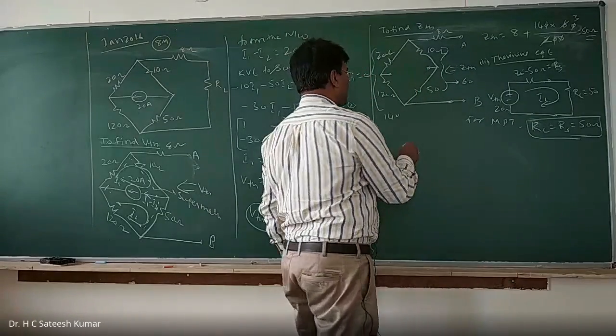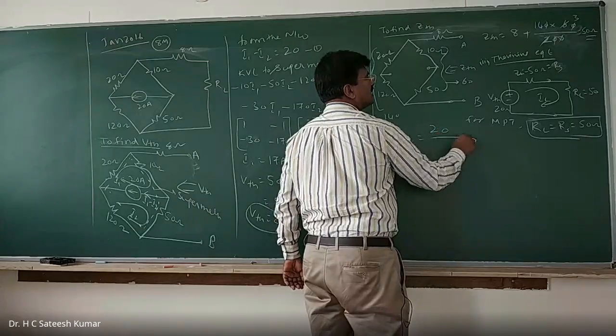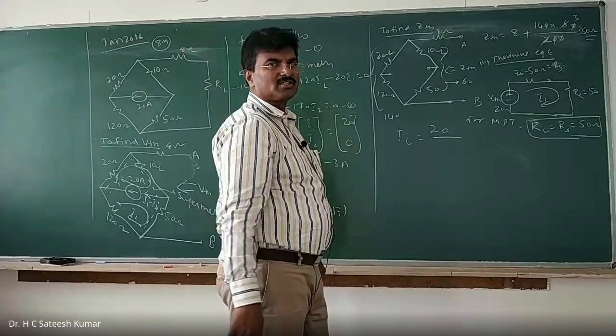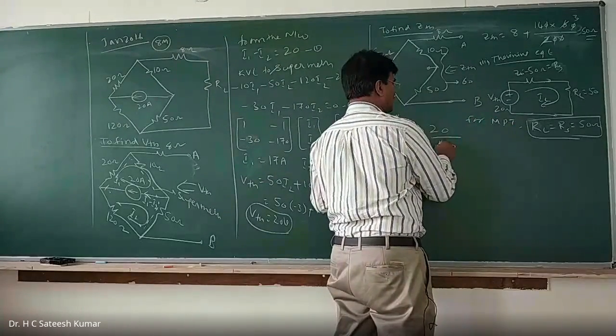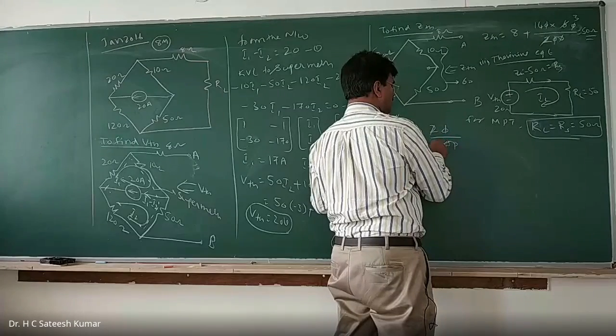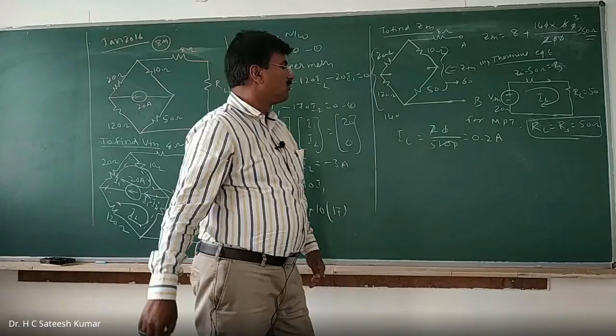Then you find out IL. IL is equal to what? 20 volts divided by, no need to worry about the direction here, because power doesn't have direction. So you calculate current IL, divided by 100. Therefore this will be 1 by 5, which is equal to 0.2 amps. 1 by 5 is 0.2 amps.